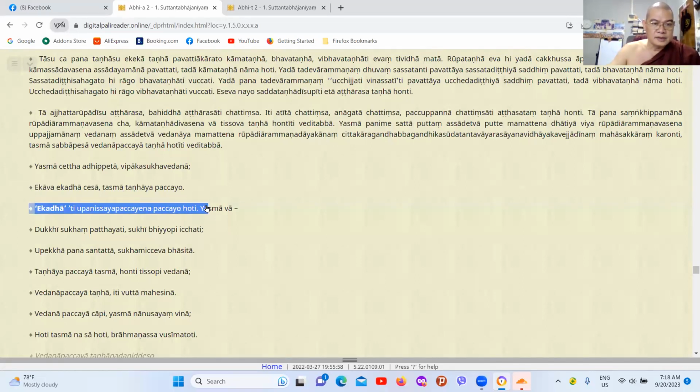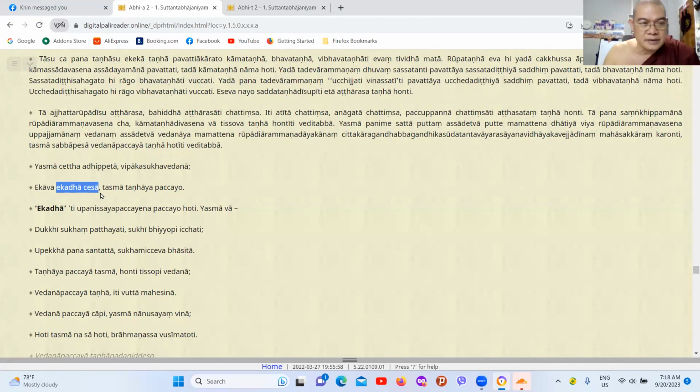Only one. So the Pali would be ekawa. Ekadawisa, so you know, ekadawisa is one word, a combination word, because this is the sandhi. So it is ekada ewa esa. That's what it means. We have to combine, ekada visa. It should be combined.